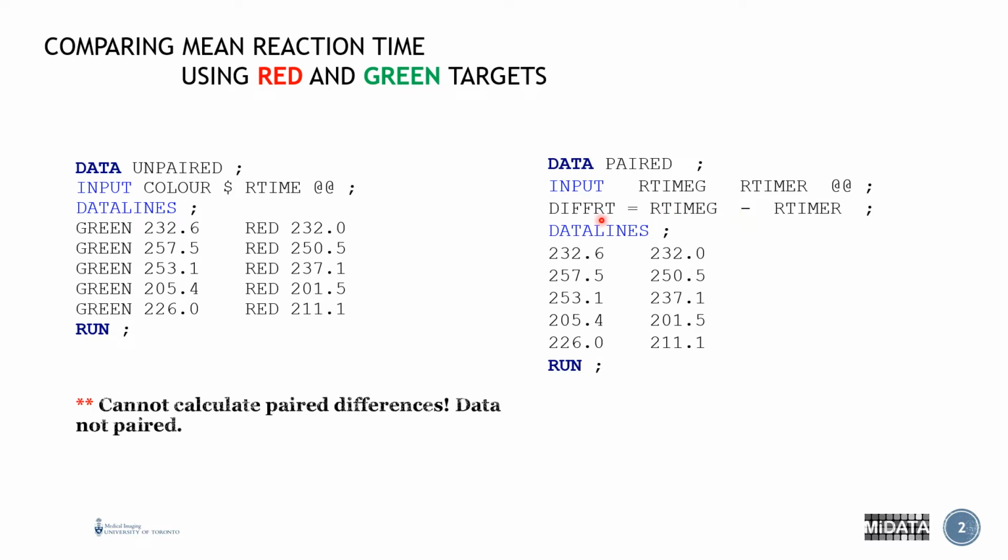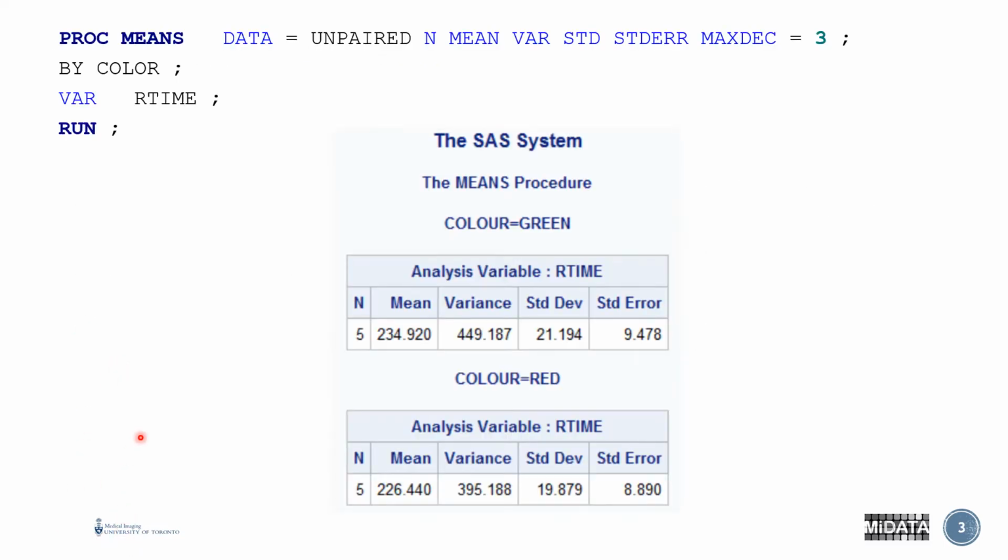However, because it's paired, we are going to be doing what's called a wide format, which is where your data is going to be in columns. So you're going to have your reaction time for green, your reaction time for red, and then we're going to calculate the difference between the reaction times, which is simply taking the difference between the columns. Now, just a little note, we cannot calculate paired differences in the unpaired data set, of course, because the data is not paired. Okay, let's start with some summary statistics.